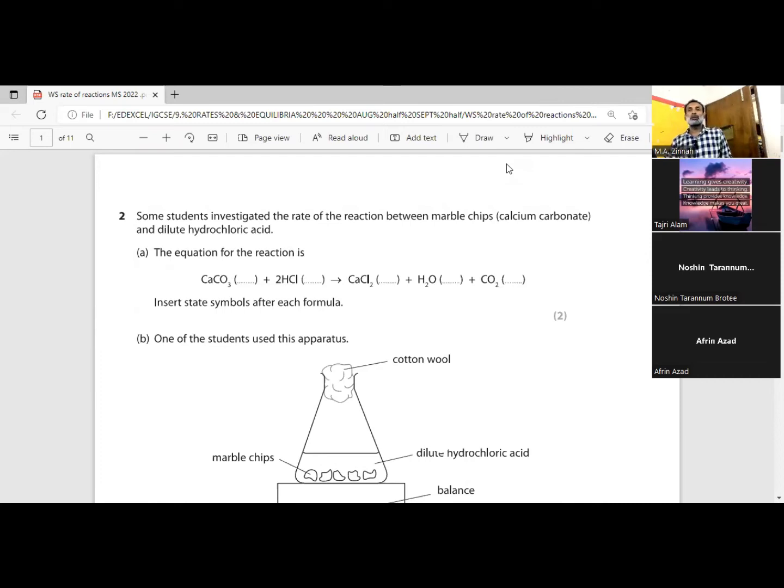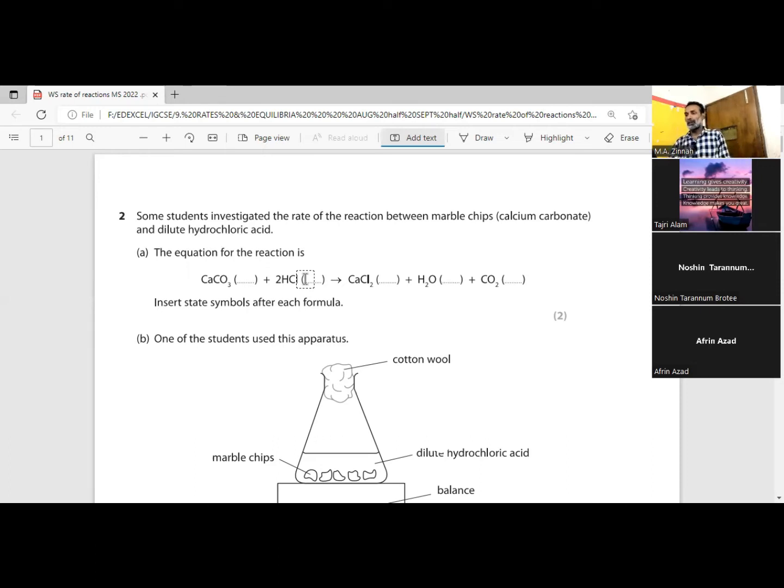If you have the worksheet with you, you need to compare your answer with the answer we are going to discuss here. Understand me? Some students need to be very attentive when they read the question. Some students investigated the rate of reaction between marble chips and dilute hydrochloric acid. Marble chips are natural calcium carbonate, not pure calcium carbonate, a naturally occurring mineral. And dilute hydrochloric acid. This is the reaction.